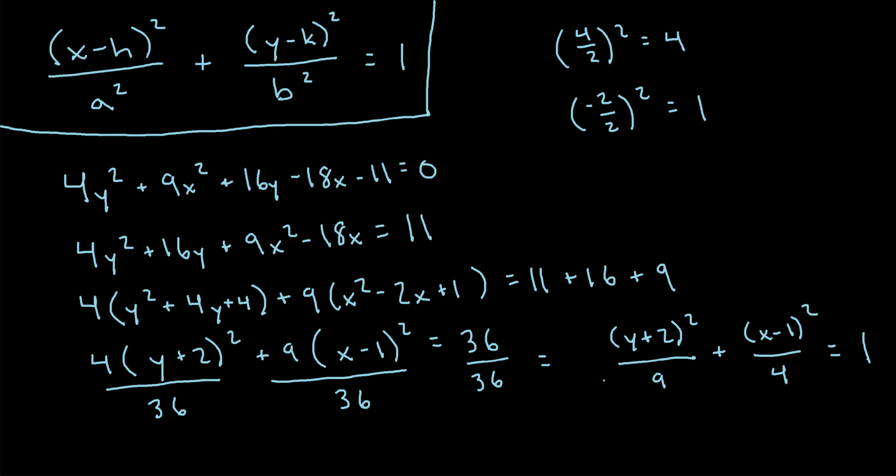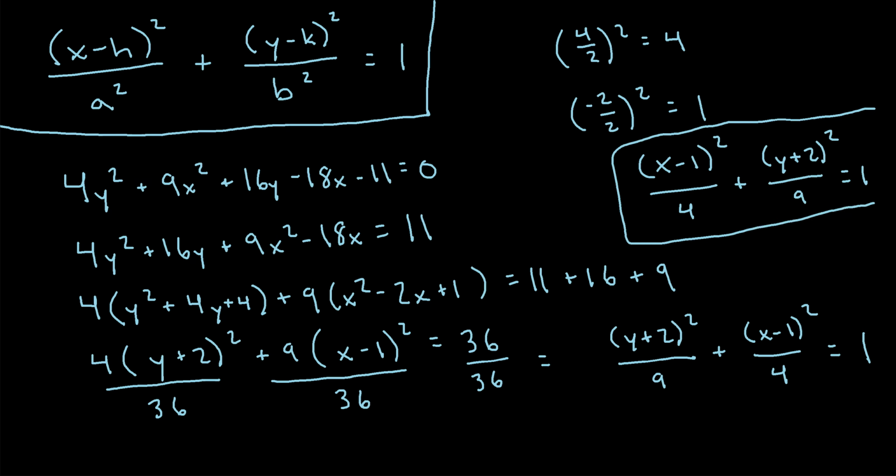And if we'd like, we can rearrange these terms so that the x component is first. So if we want to write our final answer like this, x minus 1 squared over 4 plus y plus 2 squared over 9 is equal to 1. And notice that this is now in the standard form of an ellipse.